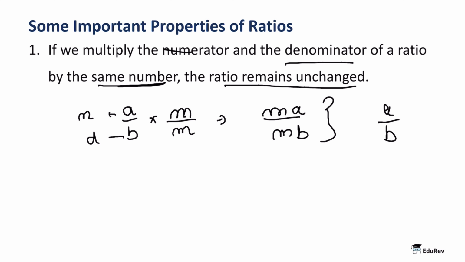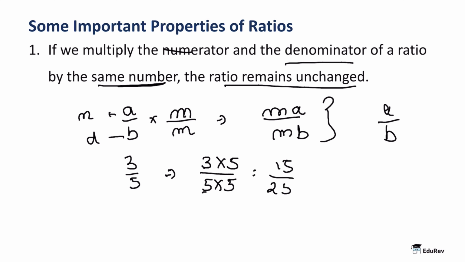Let me give you an example. Suppose the ratio is 3 by 5, so 3 is our numerator and 5 is our denominator. If I multiply both by 5, that is 3 into 5 and 5 into 5, I multiply both numerator and denominator by the same number. This gives me 15 by 25. Now if I cut it down to the simplest form, 5 3s are 15 and 5 5s are 25. So as you can see, both of them are similar. Great. So this is the first property of ratios: if we multiply the numerator and the denominator of a ratio by the same number, the ratio remains unchanged.